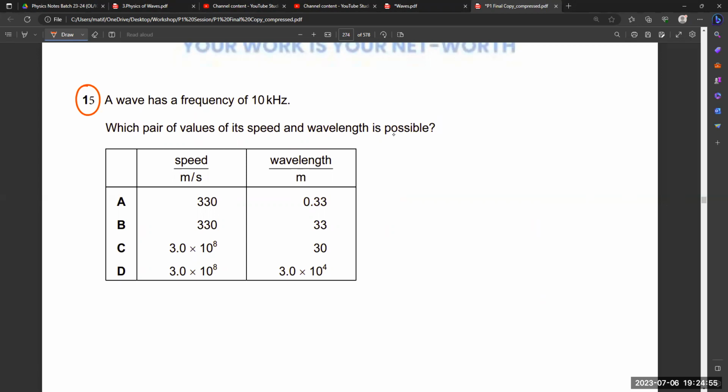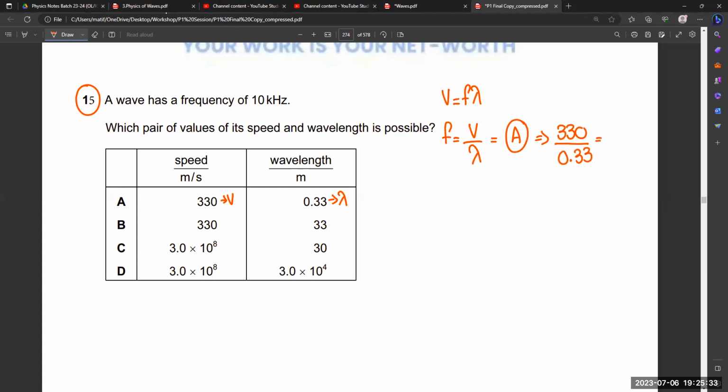First of all, we know there is only one formula, v equals f lambda, right? And we know frequency is given. So if we rearrange this formula, we get f equals v over lambda, right? Now one by one, you need to substitute the values. For option A, we have this value of v and this value of lambda. So 330 divided by 0.33. You need to divide each and every set of values.